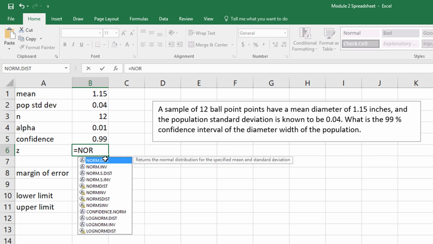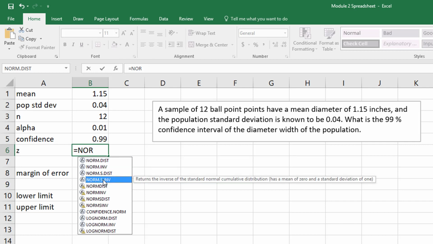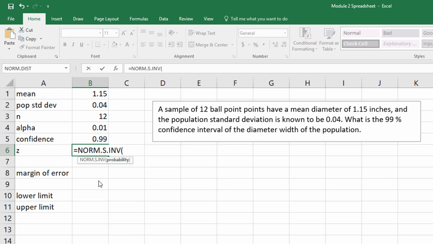A lot of times, if I don't remember, I just start typing norm, N-O-R-M, and then I see it's going to be this one right here. It returns the inverse of the standard normal cumulative, which has a mean of 0 and a standard deviation of 1. And now it wants the probability. You could pick this probability, but the problem is the 0.99.